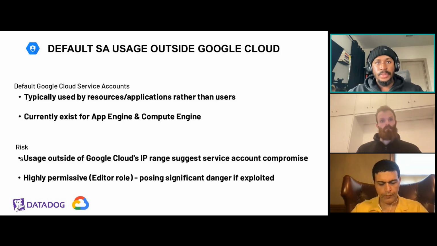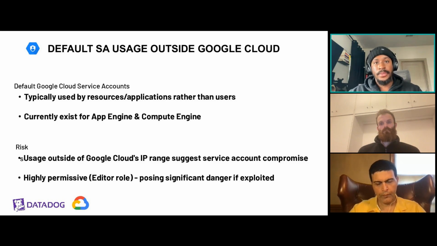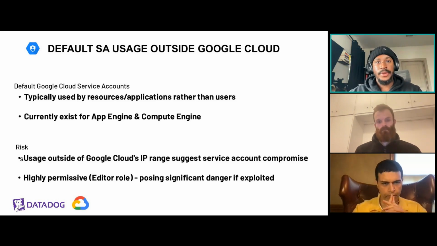So, they're just service accounts, but with these service accounts there are some inherent risks that exist, right? The first one I want to highlight is the usage of this service account outside of Google Cloud's IP address range, and this could easily suggest that the service account has been compromised. Since we've initially primed ourselves knowing that these service accounts are typically used by resources within Google Cloud, and we see these service accounts authenticating from outside of Google Cloud, we could have some level of confidence that this is a possibility of actual compromise from this service account.